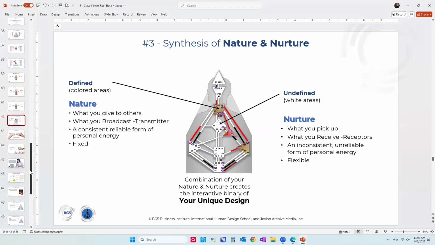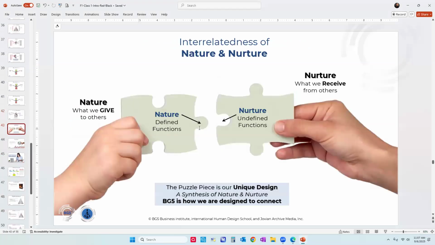It really is endless. So we have this interrelatedness of our nature and nurture, right? These things do fit together. Again, the nature is what we give. It's our definition. The nurture is what we receive from others, from the environment.